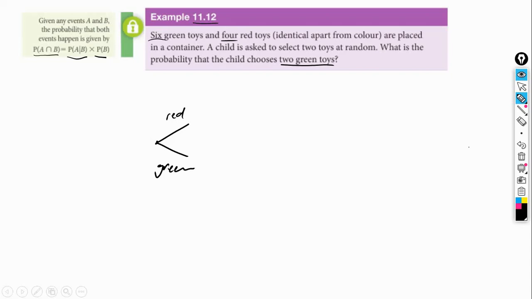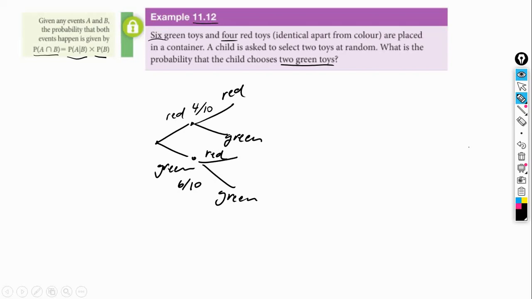And the probability of selecting a red toy is going to be 4 out of 10 because there's 10 toys total. And the probability of selecting a green toy is 6 out of 10. Then after this, the tree diagram splits up into 2 again, where you have a chance of picking red or green, and then again, red or green.